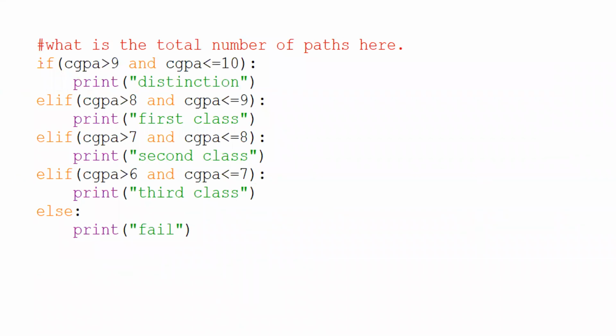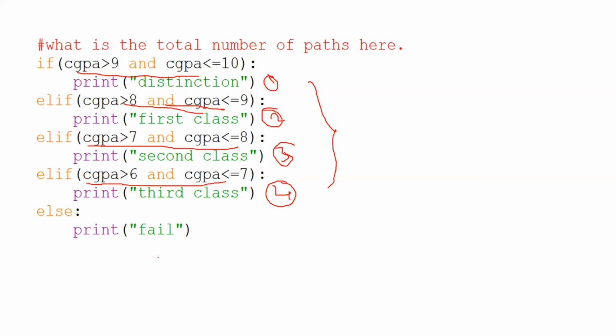Now see this, what is the total number of paths here? See, if this condition is satisfied, you will reach path 1. If this condition is satisfied, you will reach path 2. If this condition is satisfied, you will reach path 3. If this condition is satisfied, you reach path 4. If all the above 4 conditions fail, then you will reach path 5. So overall we are having 5 paths in this code.